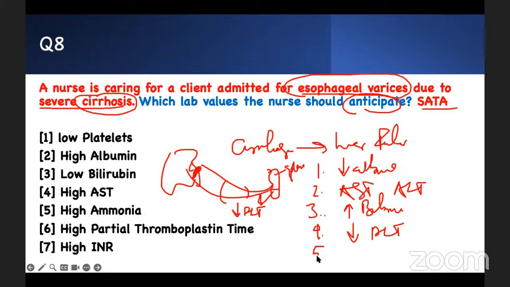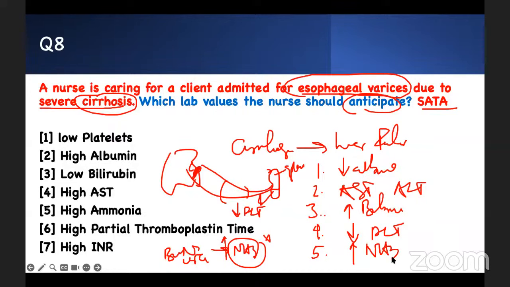The liver breaks down metabolites, metabolites like BUN and urea, and that is ammonia. If the liver is diseased, your ammonia builds up and you develop encephalopathy. Therefore, ammonia goes up.